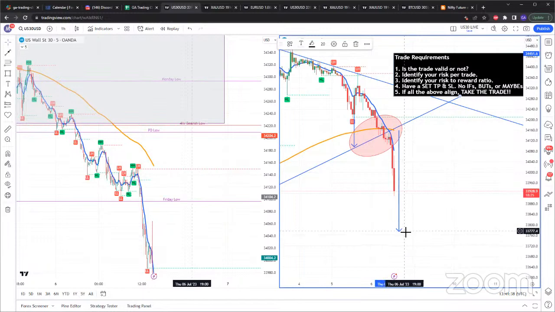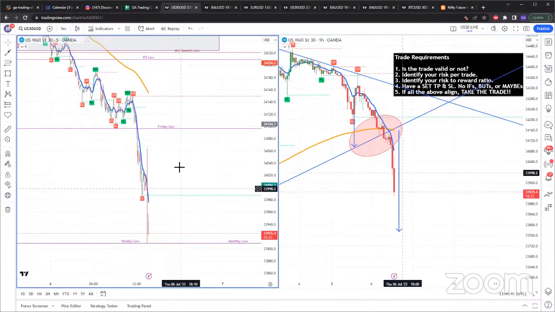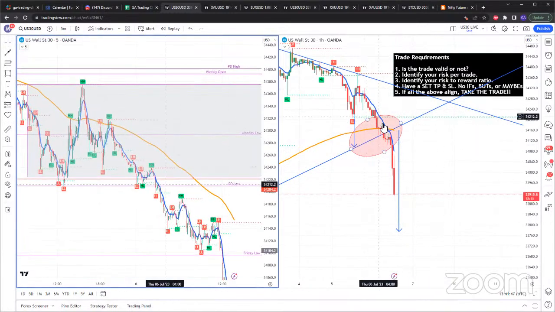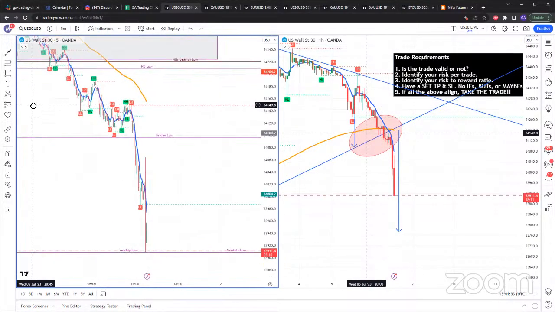Now, why is my expectation 33,760? Always ask yourself, where is price going? So right now I already made money from this. For me, I sold US 30 yesterday up here. Unfortunately, I missed this move in the morning. So I really don't want to chase this.